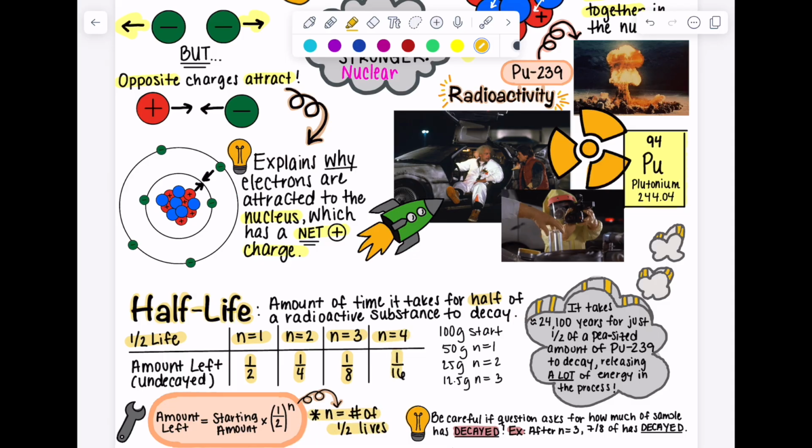Now, in the real world, scientists actually use half-life for some really cool things. For example, paleontologists.